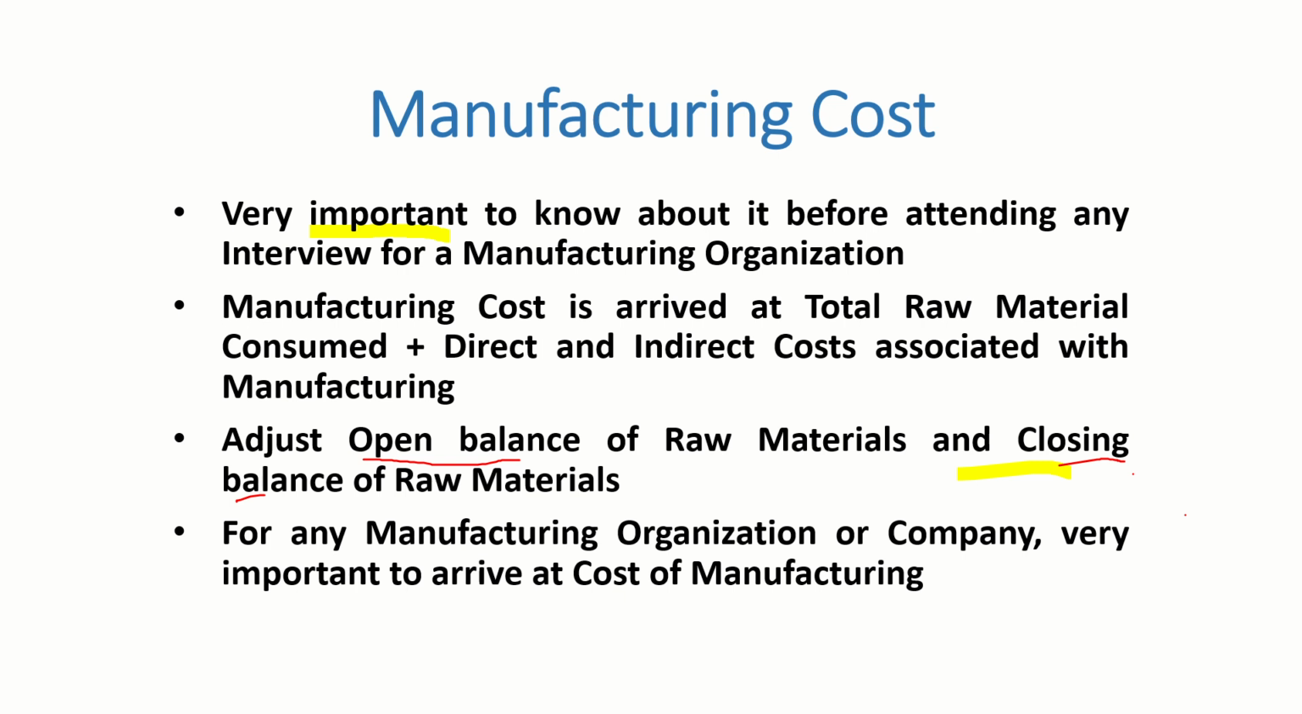So manufacturing cost is arrived at when you sum up total raw materials consumed plus direct and indirect costs associated with manufacturing. Then we need to adjust the opening balance of raw materials and the closing balance of raw materials. For any manufacturing company, it is very important to arrive at the cost of manufacturing.